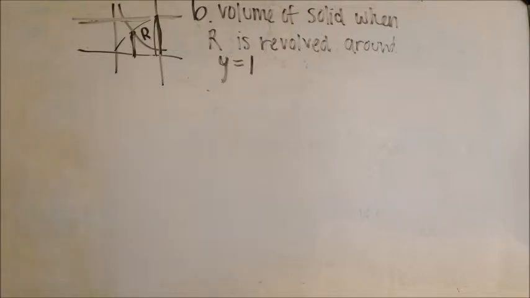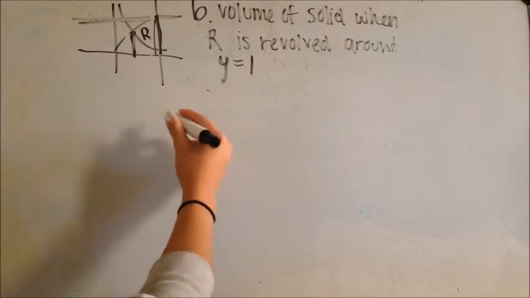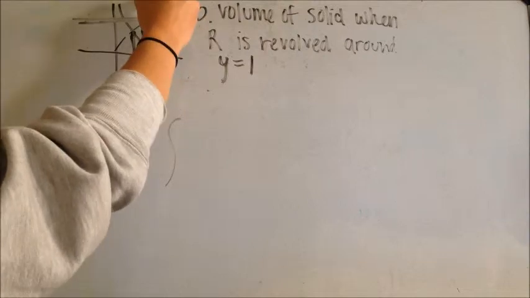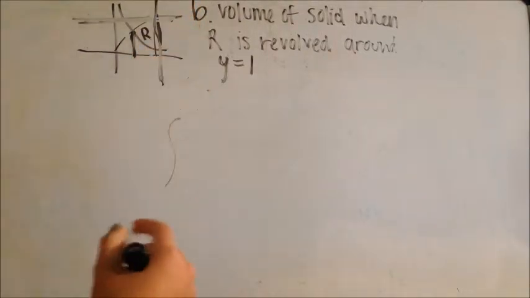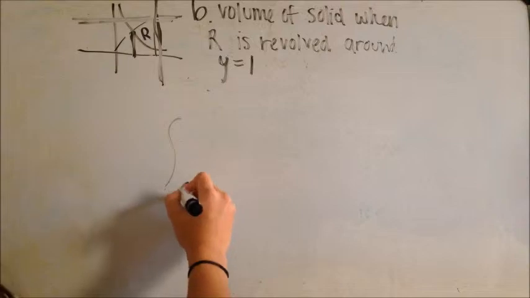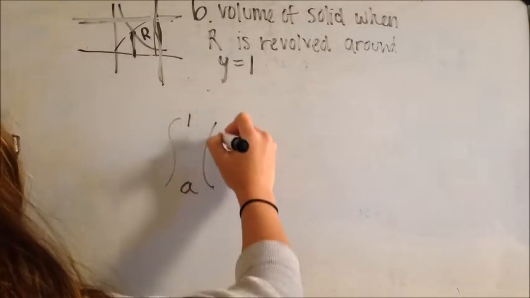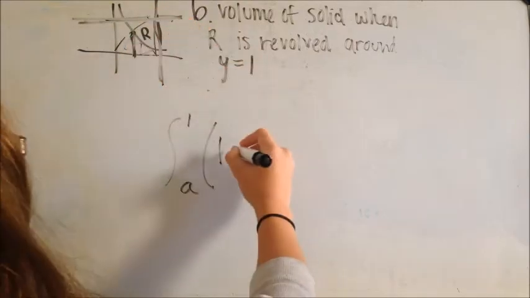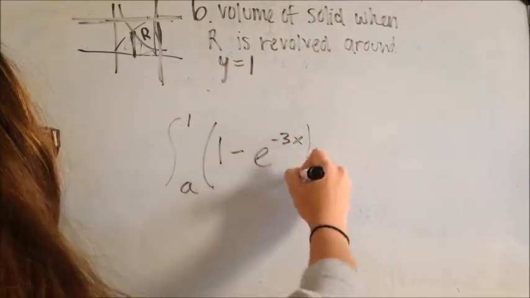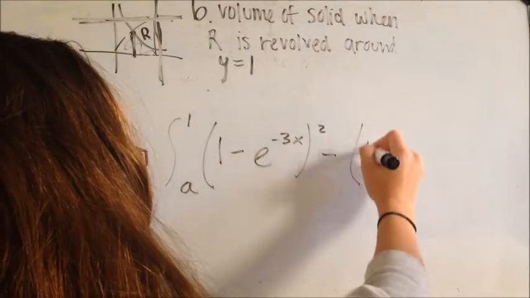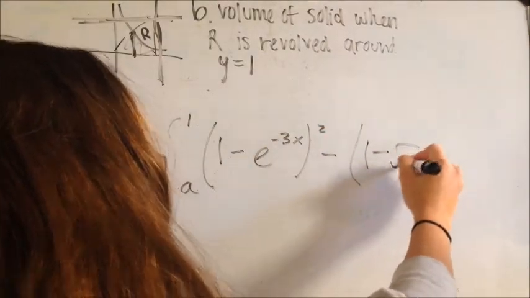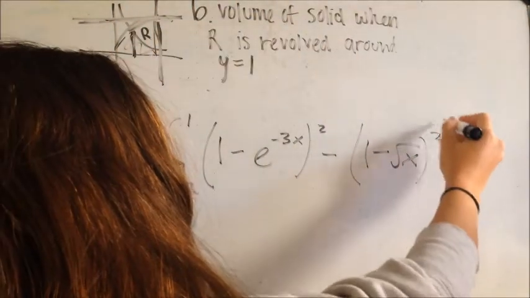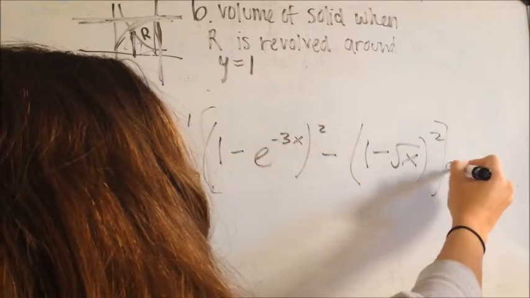In order to do that, we're going to use the same bounds, and of course this is all going to be dx still because this is a horizontal line. If we were revolving it around here, we'd have to change our equations with respect to x. So it's going to be from a to 1, and we're going to go 1, so all of that minus the far one squared, so e to the negative 3x squared, minus 1 minus the near one right here, closest to 1 squared, and then all of that is dx.